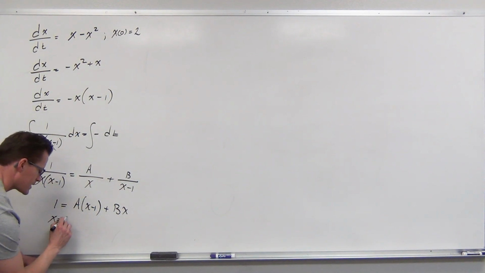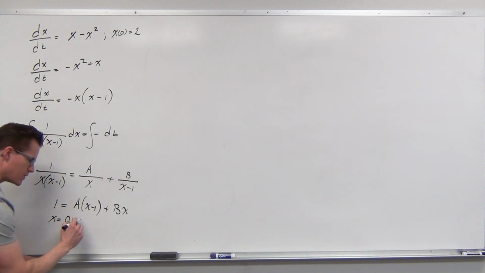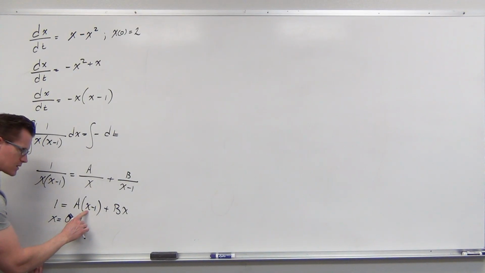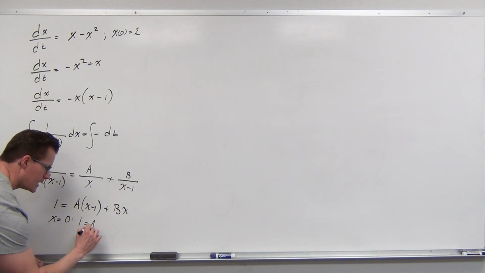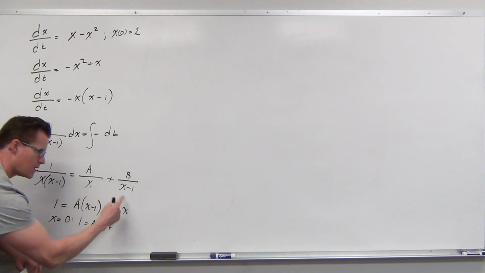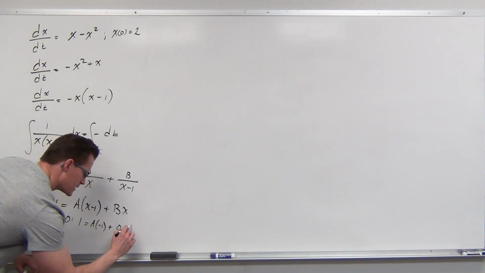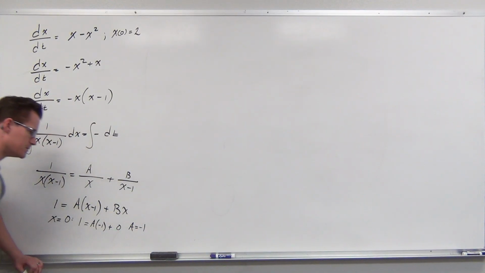We'll say, what if x is 0? If x is 0, then this would still be 1. 0 minus 1, A times negative 1. So 0 minus 1 is negative 1. Plus this whole term would be 0. And it allows you to solve for A very nicely. A would be negative 1.